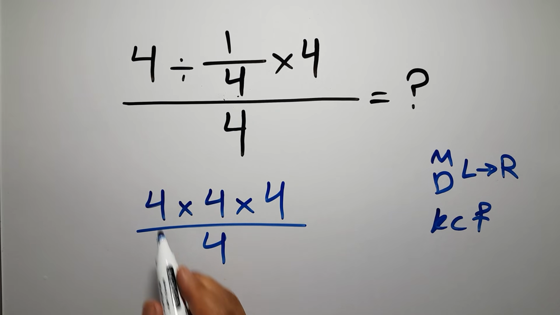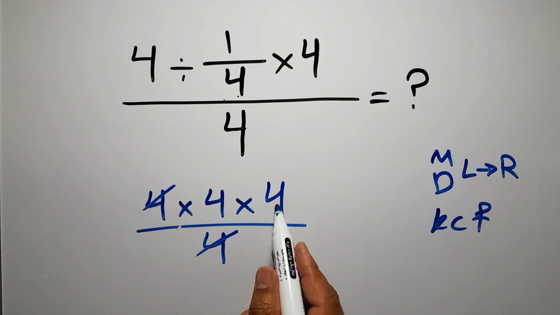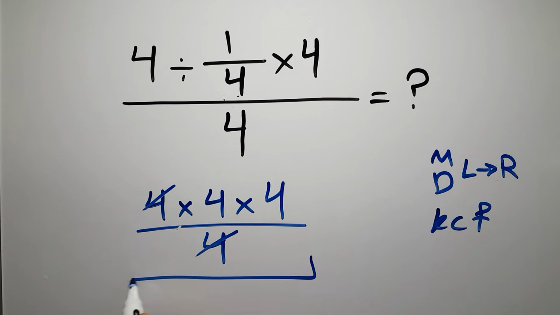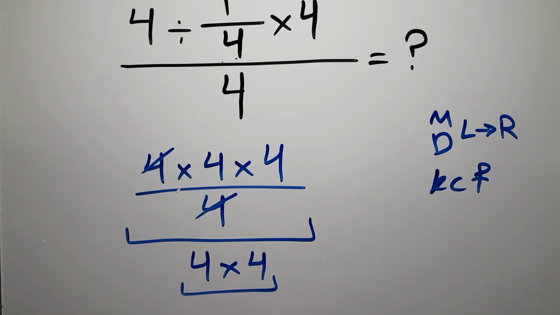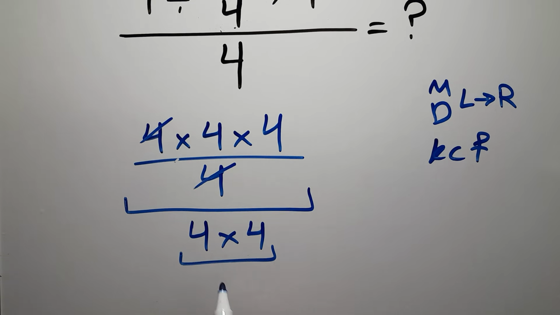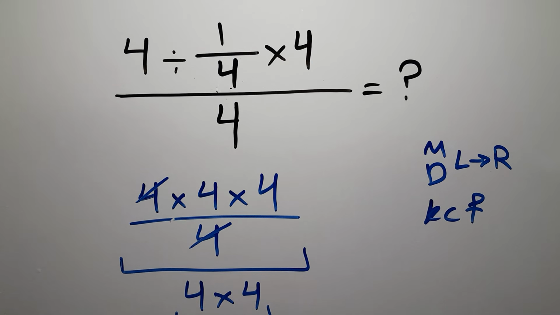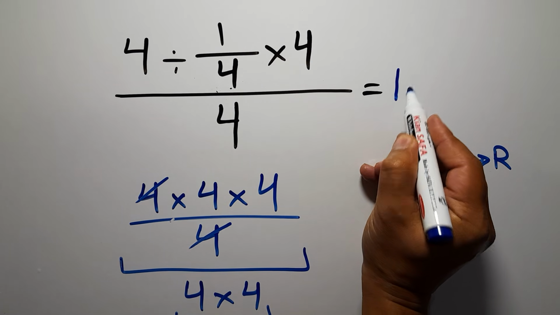Now, we can easily cancel this 4 and this 4. So we have just 4 times 4, which equals 16. And this is our final answer to this problem. The correct answer is 16.